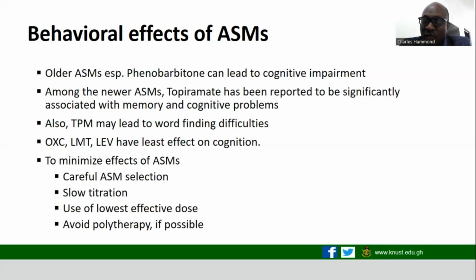So to minimize the effect of anti-seizure medications, it is important that ASMs are carefully selected and then the titration is done slowly. That is why we always advise that you start most of the medications slowly and then increase them slowly as the patient tolerates. And then it is important to use the lowest effective dose. No need to use high doses if the patient will remain seizure-free, or seizures will be controlled on a lower dose. And as much as possible, you will have to avoid polytherapy if possible. But we know that in complex epilepsies, this may not be possible.